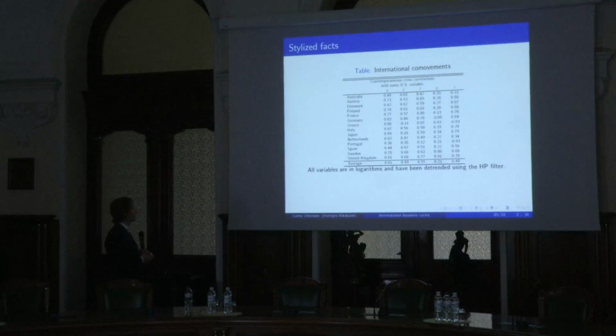So this is GDP. You can see that these correlations are all positive, and some of them are pretty large. United Kingdom 0.81, Sweden 0.78, and so forth. That means output is positively correlated: if it's high in the US, it's high in Sweden, etc.